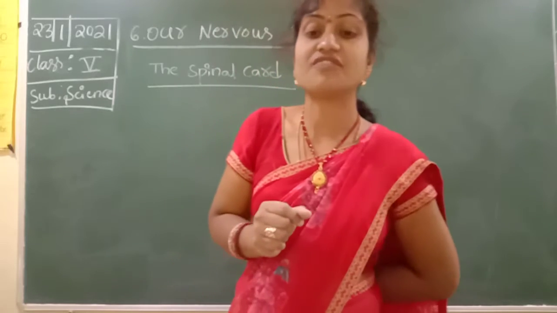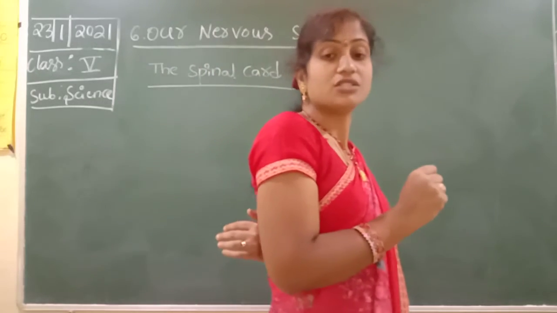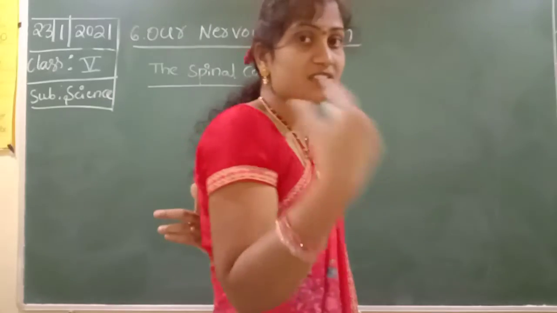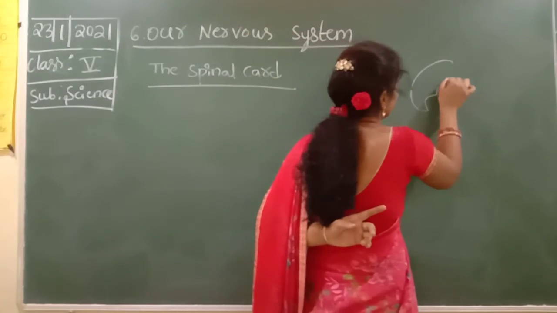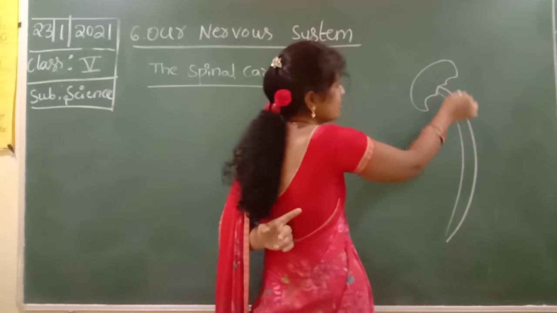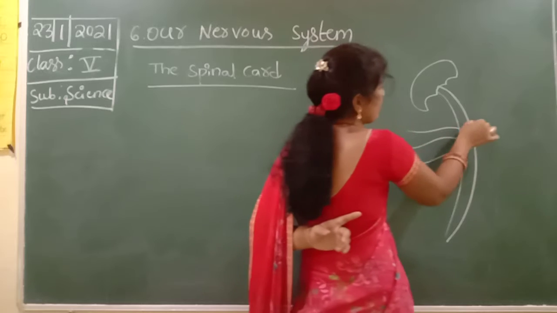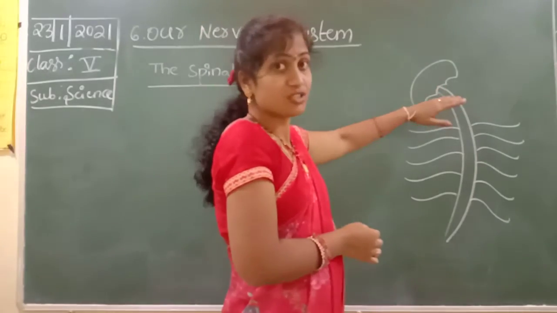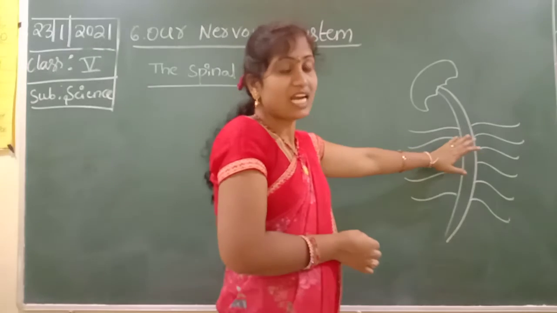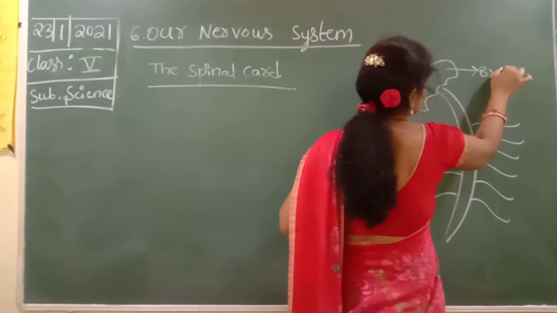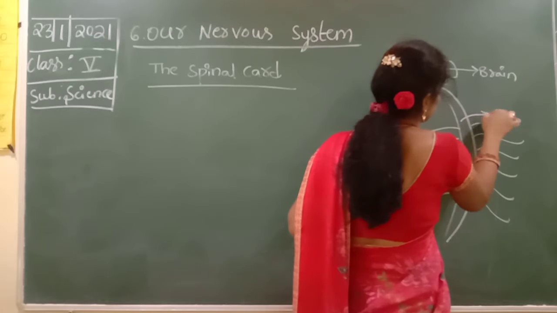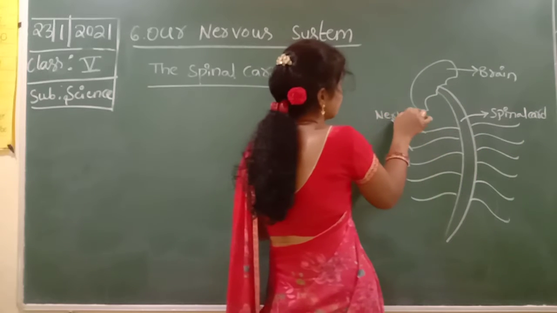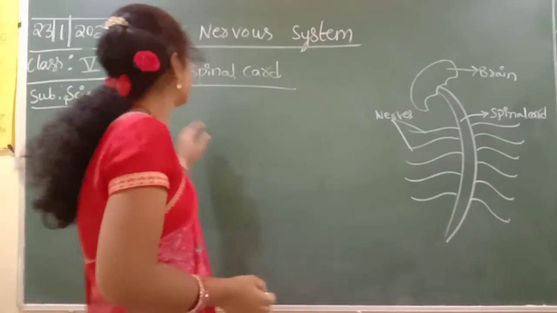It connects the rest of the body to the brain through nerves. We already know this very well. So this is the brain, this is the spinal cord, and these all are nerves. Here they are attached to the spinal cord, which is attached to the brain and nerves. This is the brain, this is the spinal cord, and these all are nerves.